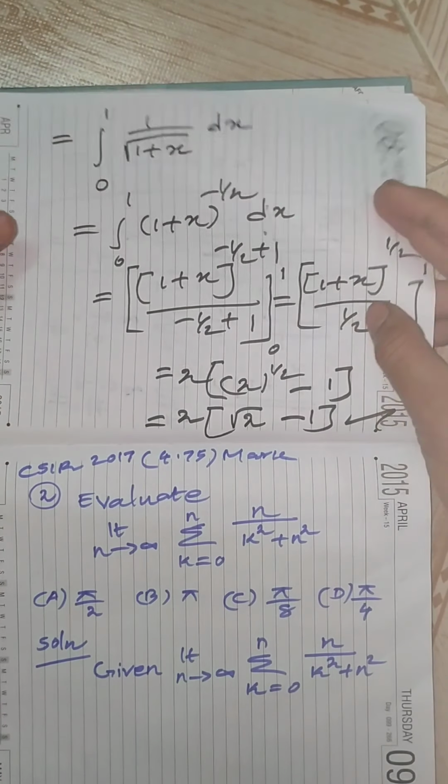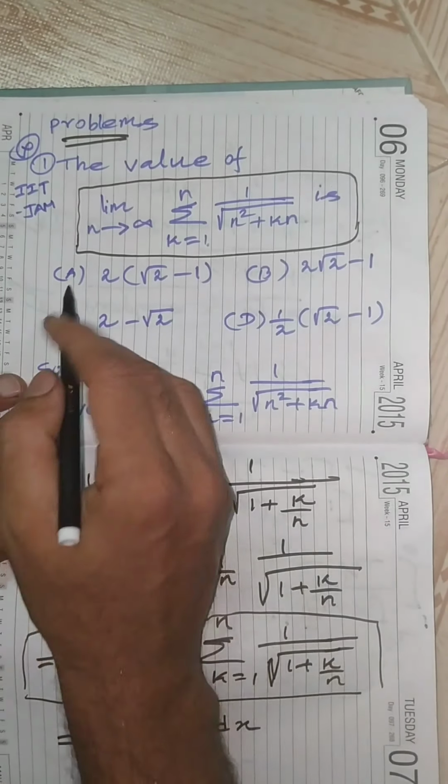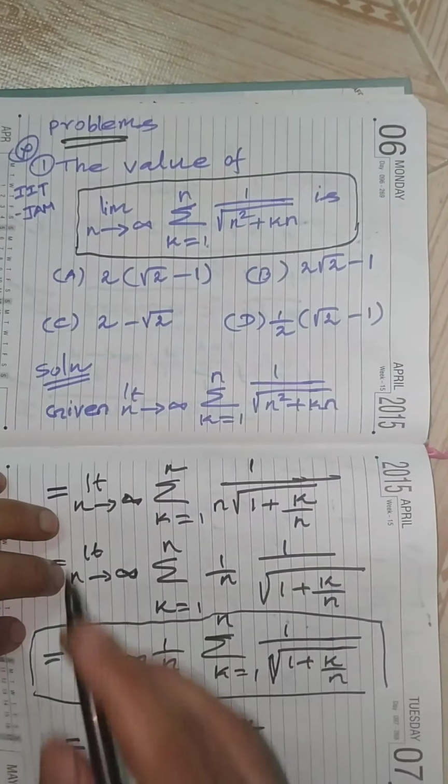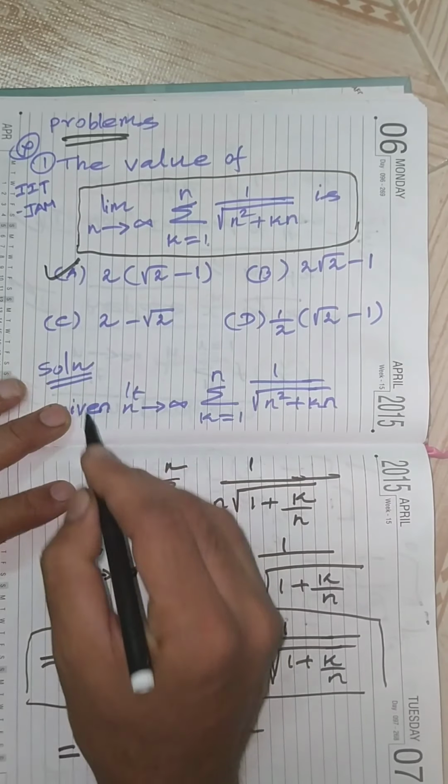So we see the options now: 2 into root 2 minus 1. So this is the correct option.